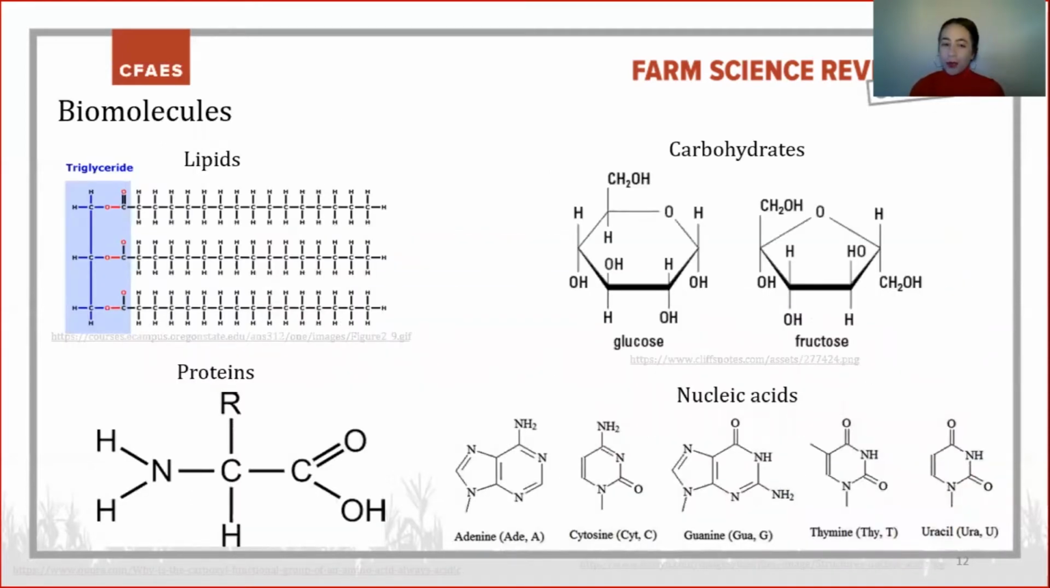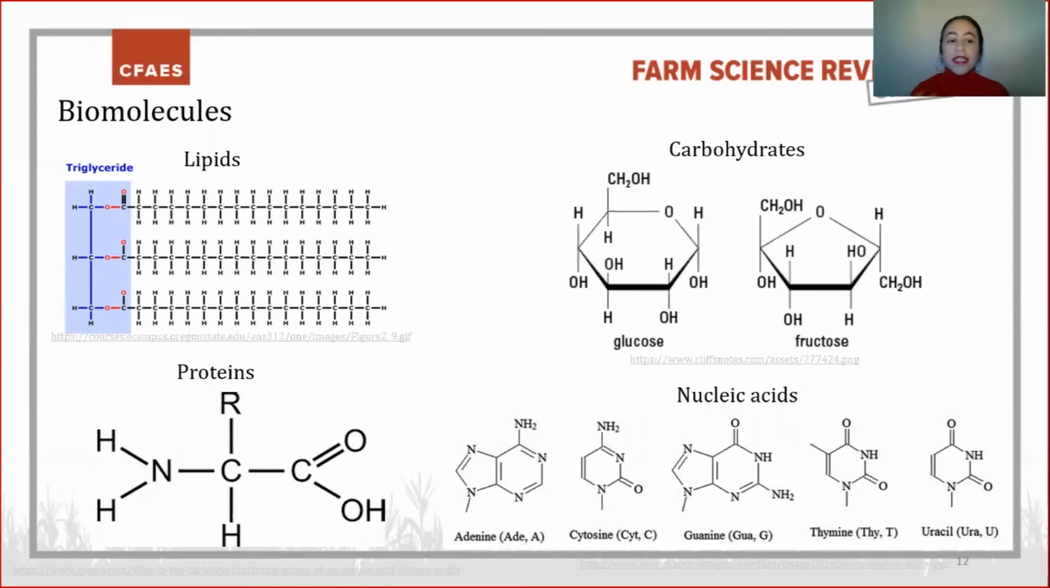Now, biomolecules. This is very important to remember that all living things that are on the earth, they have carbon in their chemical composition. Now, carbon is basically the backbone of life. So everything that's alive has carbon. And it's precisely because of these biomolecules that statement is true. So we have lipids, proteins, nucleic acids, and carbohydrates.